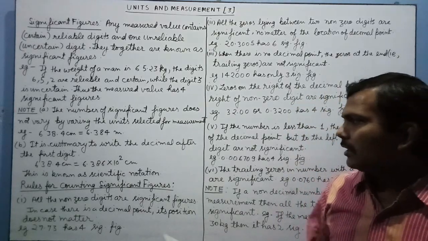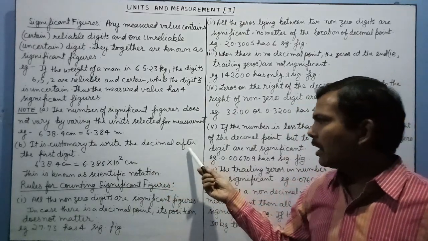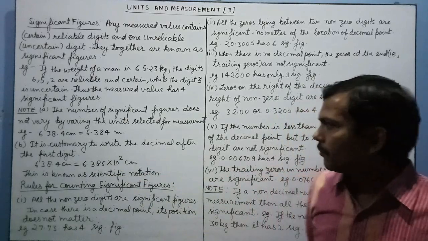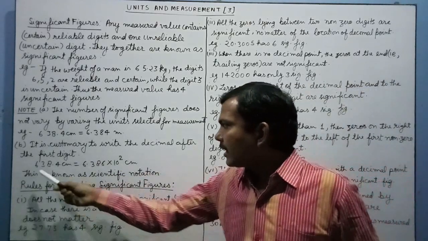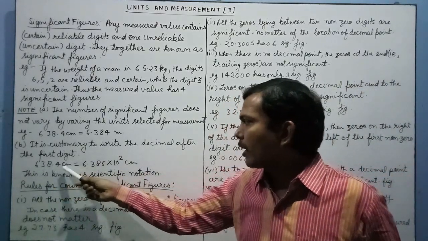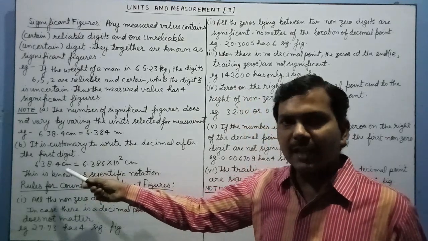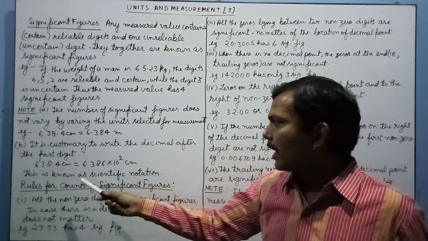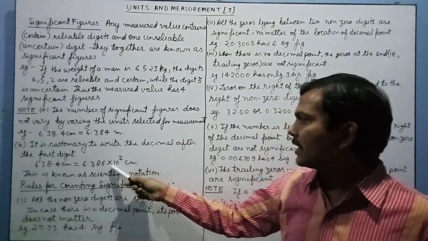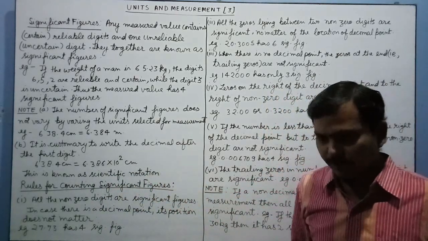And the second thing is that it is customary to write the decimal after the first digit. That is, if a value is written as 638.4 centimeter, then in scientific notation we have to write it as 6.384 into 10 to the power 2 centimeter.